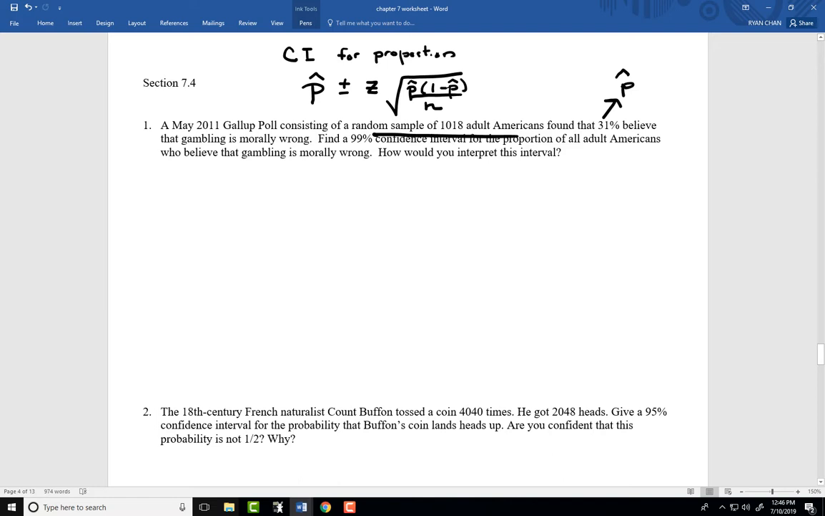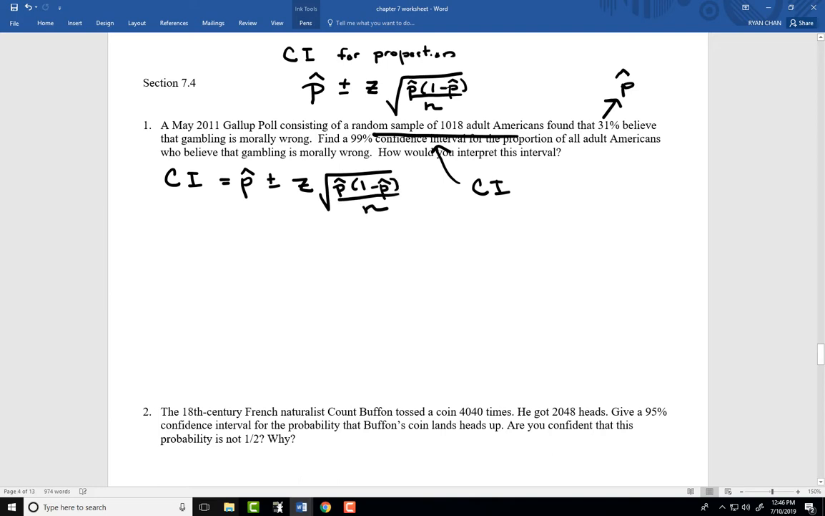Now, the nice thing is, a confidence interval is really easy to figure out because they literally ask you for the confidence interval. They say find the confidence interval for proportion, which kind of gives it away. So you know you're going to use this formula, which is p hat plus or minus z times the square root of p hat (1 minus p hat) over n.